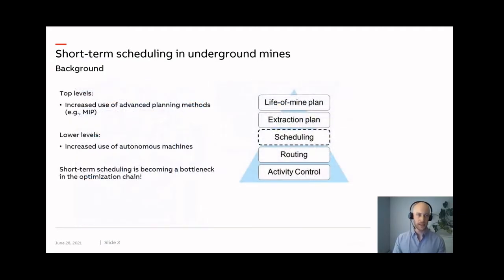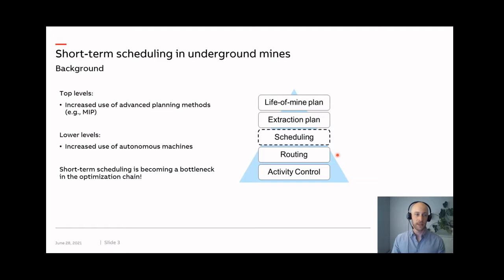To give some context, this is a typical planning chain that an underground mine may be subjected to, and the horizon is shortened as we progress downwards here in this pyramid. The life of mine plan has a horizon of, well, several decades. And this is decomposed into extraction plans of various granularity that sets production targets for the upcoming years and months. Short-term scheduling is then the process of allocating resources and scheduling activities in time, and typically have a horizon of a couple of days up to a week. And the goal is to reach the targets that are set by the extraction plans.